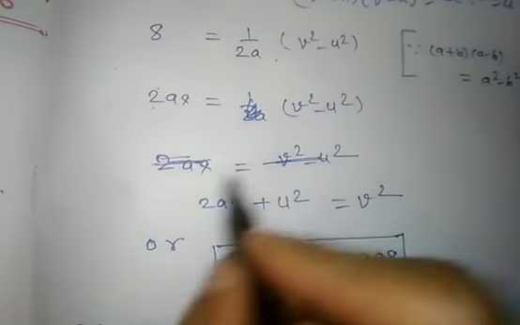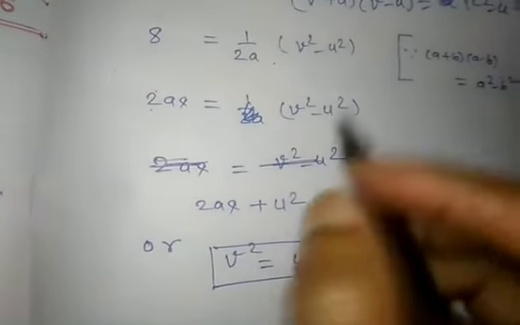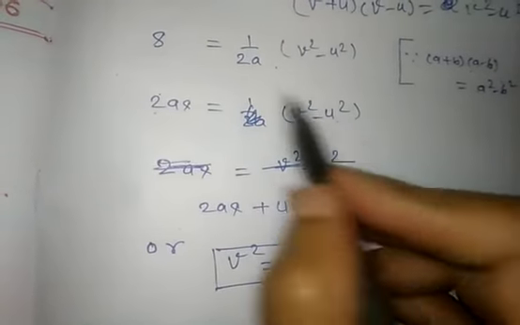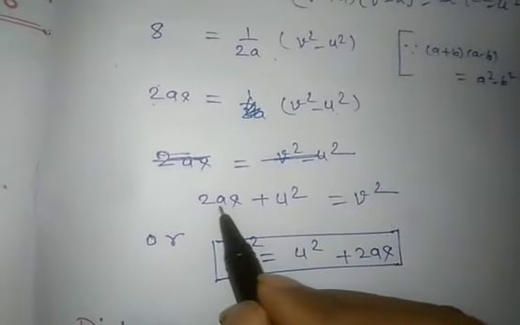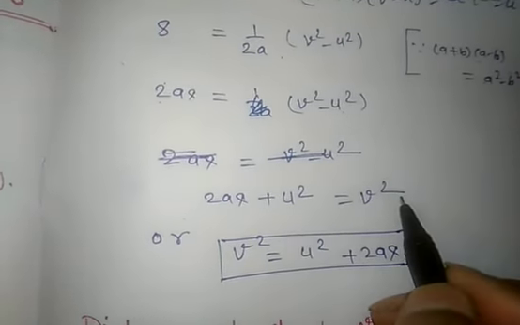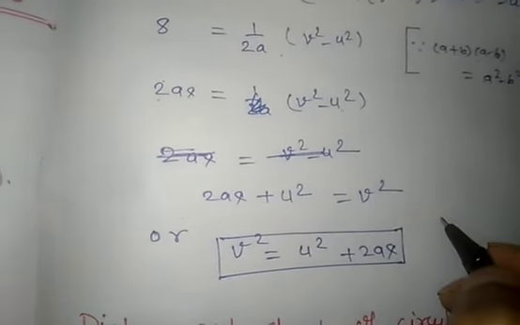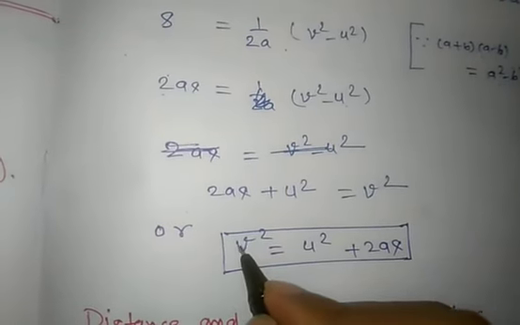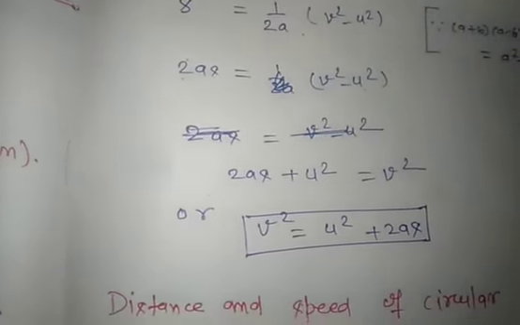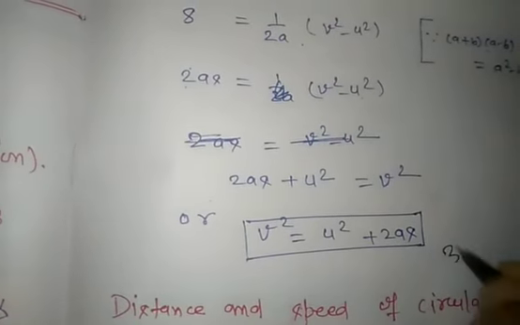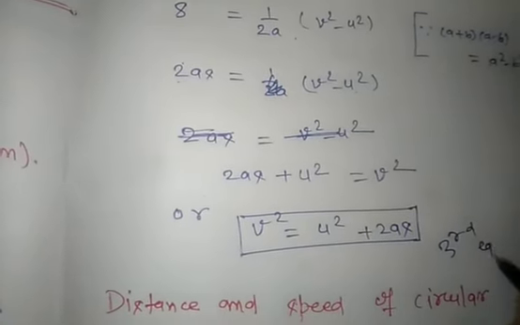Now 2as is equal to v square minus u square. Transfer the u square to the left side, and it is converted to negative. So, transferring the v square to the left side, this is converted to positive. So 2as plus u square is equal to v square. It can be written as v square is equal to u square plus 2as. This is the third equation of motion.